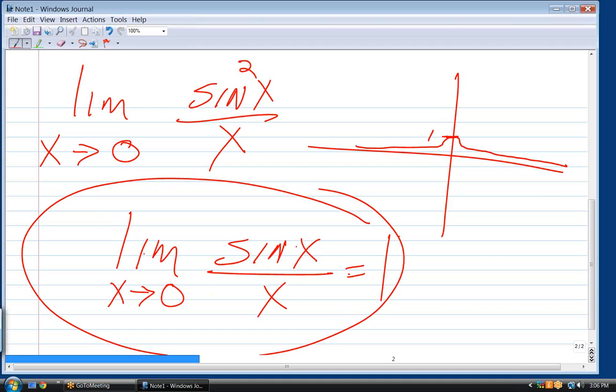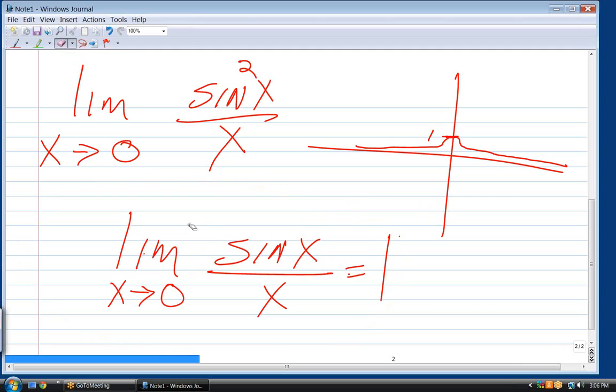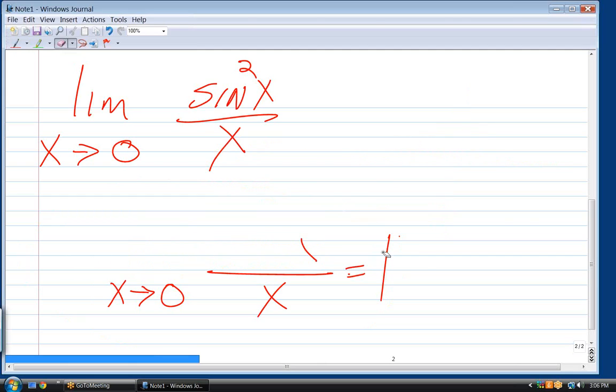But if you were to plug it in, it's 0 over 0, and they don't really tell you how they come up with 1. That's because there's something called L'Hopital's rule that you don't learn until maybe the second year of calculus. And that's when you can solve what this limit is. It's very easy to get 1. But they give it to you because so many limits kind of depend on it.